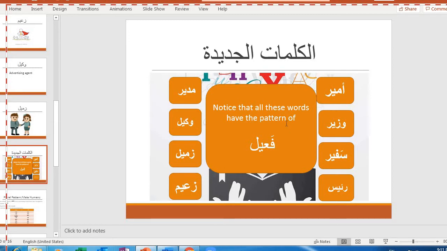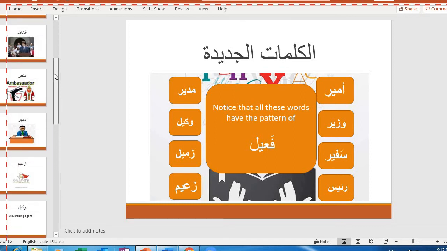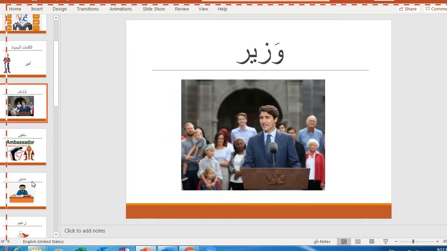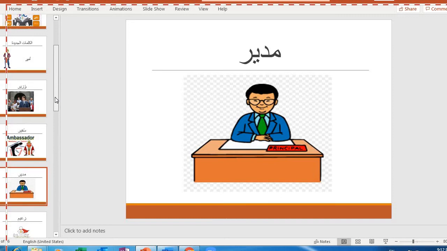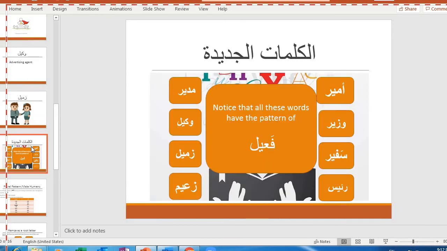What do you notice about these words? Now if we go back to these words one by one, and we will see them all. أمير، وزير، سفير، مدير، زعيم، وكيل، زميل. You will notice all of these words have the same pattern. They are the same rhythm. They sound the same thing. أمير، وزير، سفير. So these words are all on the same pattern of فعيل. أمير, the same pattern of فعيل. وزير, فعيل. سفير, فعيل, the same pattern.